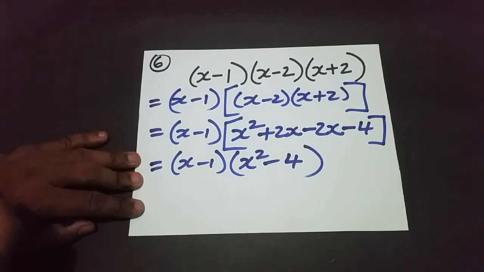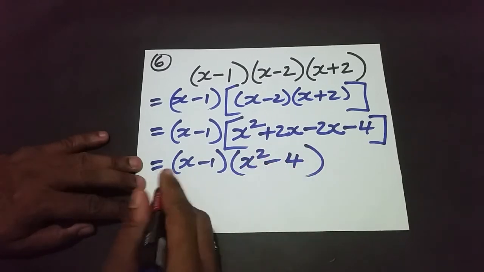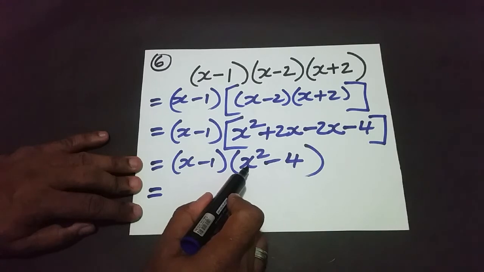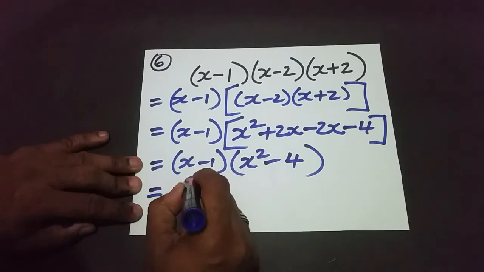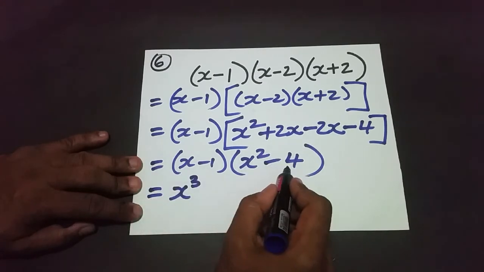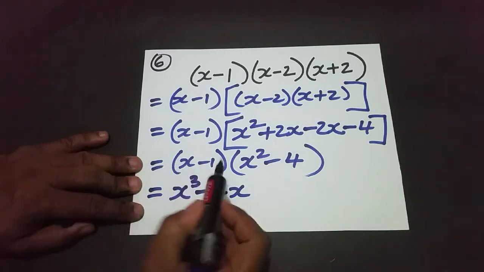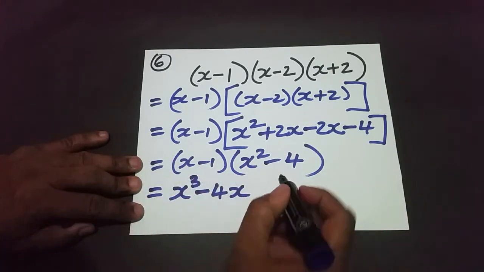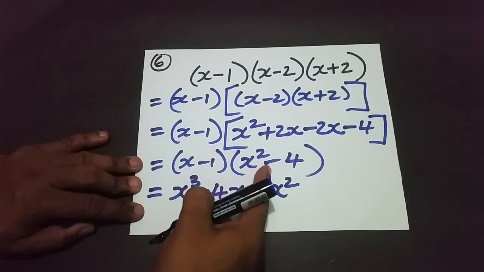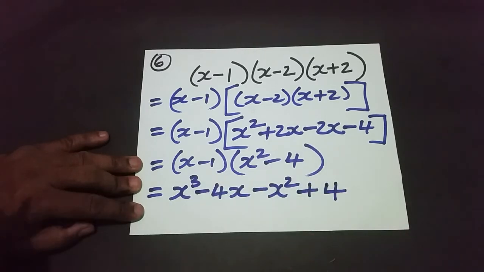All right. So now all we're going to do is multiply this bracket by that bracket. So very simply, positive x times positive x squared is positive x cubed. Positive x times negative 4 is negative 4x. Negative 1 times x squared is negative x squared. And negative 1 times negative 4 is positive 4.